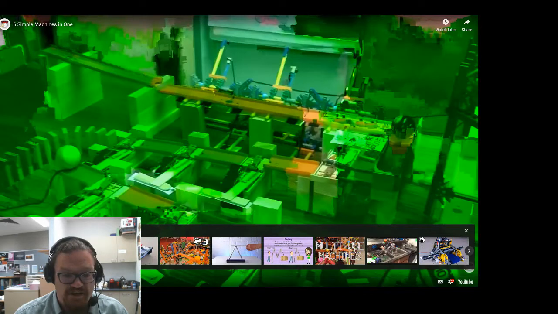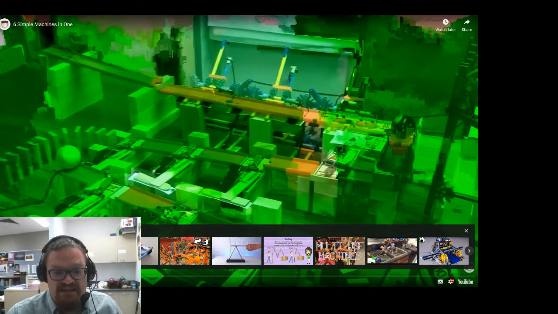While it's loading for a sec, let's pause and talk about that first idea. The video talked about the fact that we've got 6 simple machines: levers, inclined planes, wheels, gears, pulleys. You may have noticed that they are the headings in our book, so we're going to look at all these different types of simple machines as we go along.